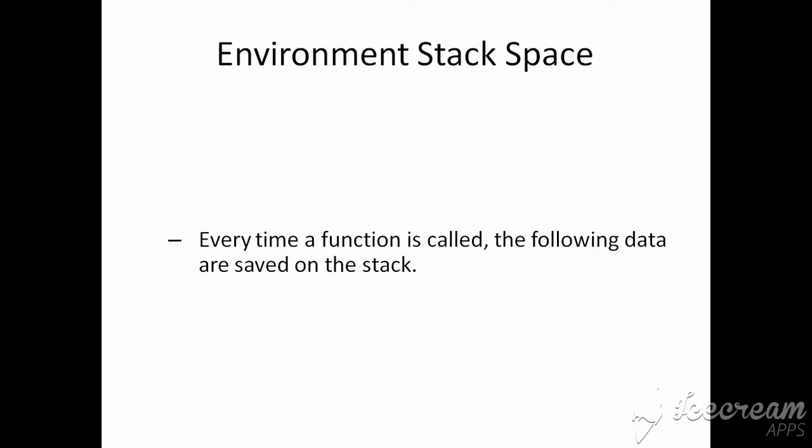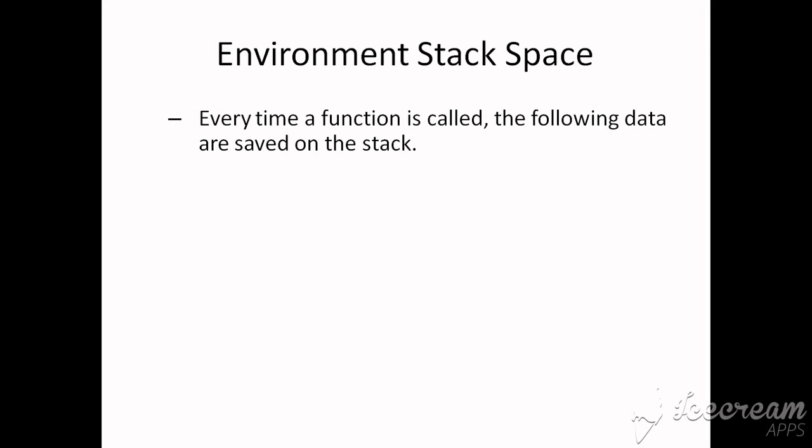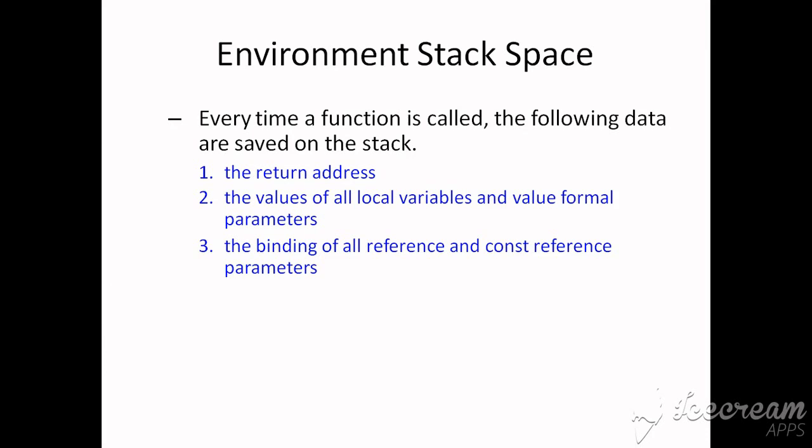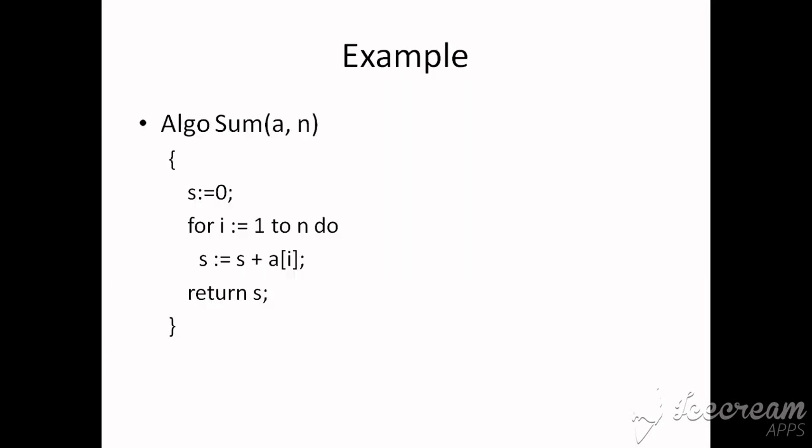Next we will consider the environment stack space also, for calculating the total program space. As we know, sometimes we create our program logic using recursion, and every time a recursive function is called, the following data are saved onto the stack. The first one is the return address, then the values of all local variables and the values of formal parameters, and the binding of all reference and constant reference parameters.